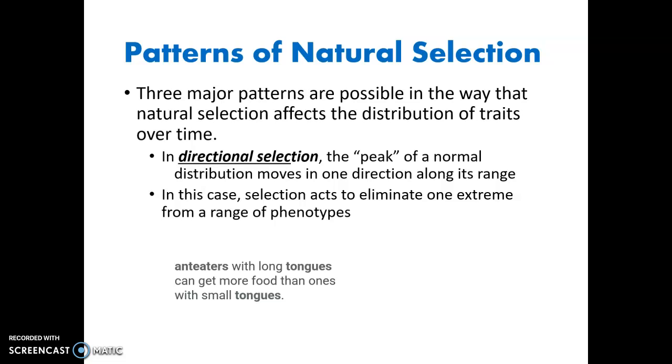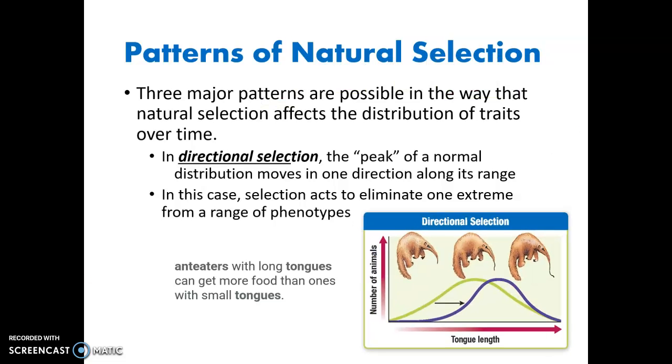So the first one we're going to talk about is directional selection. Basically what I want you to realize is that the peak of the normal distribution is going to move in one particular direction away from the other. In this case, selection is going to act to eliminate one extreme from a range of phenotypes.